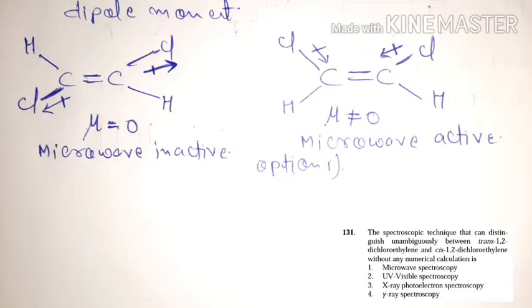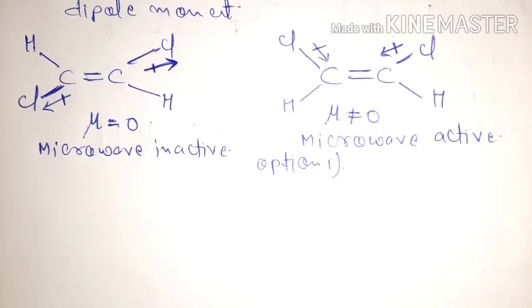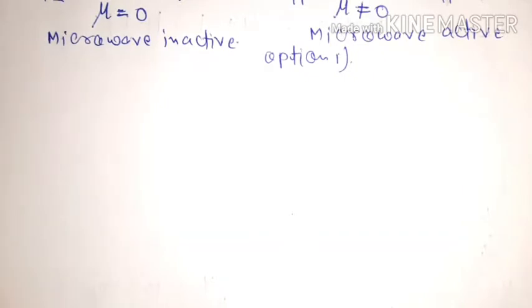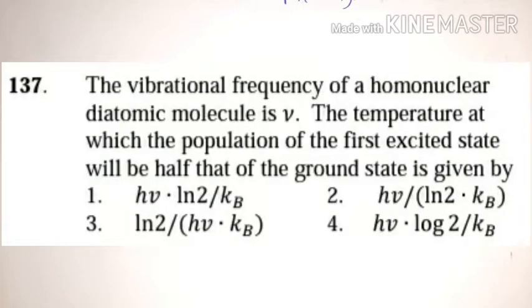Understand? Okay, and this question came for 4 marks. So let's move towards our next question, and see, it says the vibrational frequency of a homonuclear diatomic molecule is nu. The temperature at which the population of the first excited state will be half of the ground state is given by, and we have 4 options. And this question came for 4 marks, friends. Understand? So let's do the solution of this question.